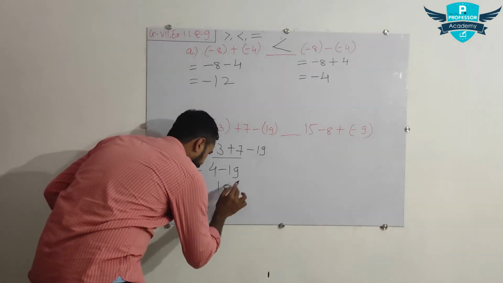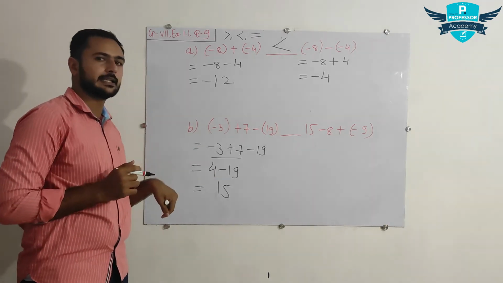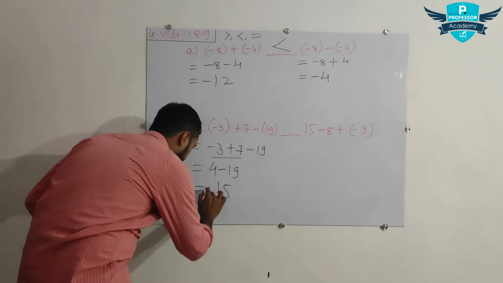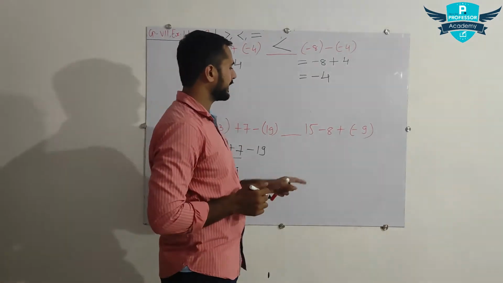That is 15. Now, here is plus and here is minus. So we did the subtraction, but the sign is of the bigger number, that is 19. So we will put a negative sign here. Okay. Now next side, that is the RHS.